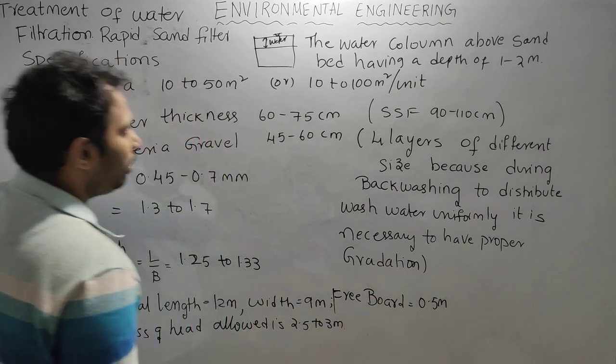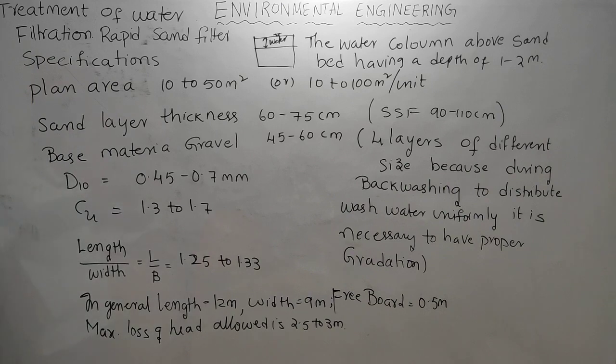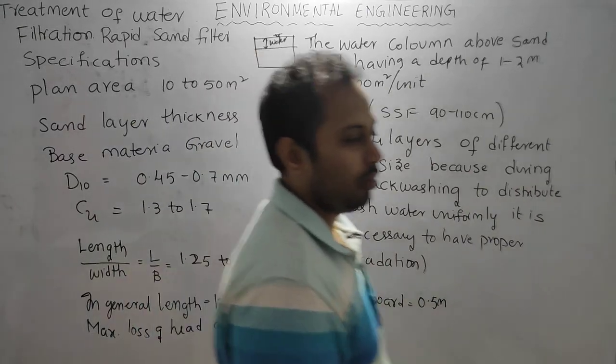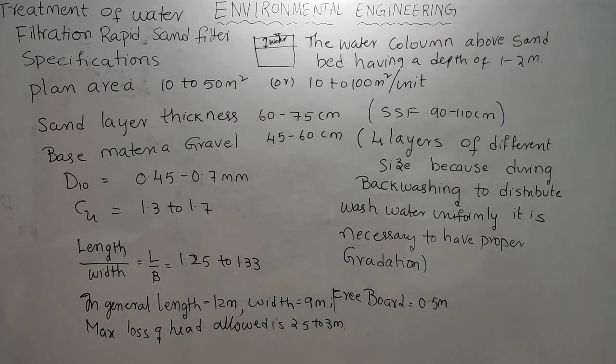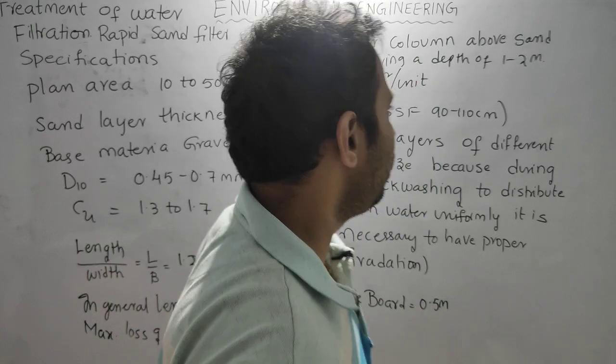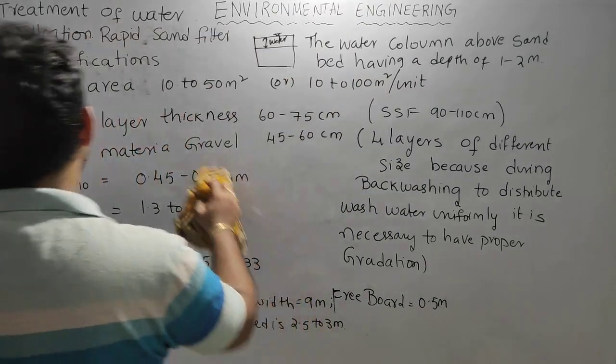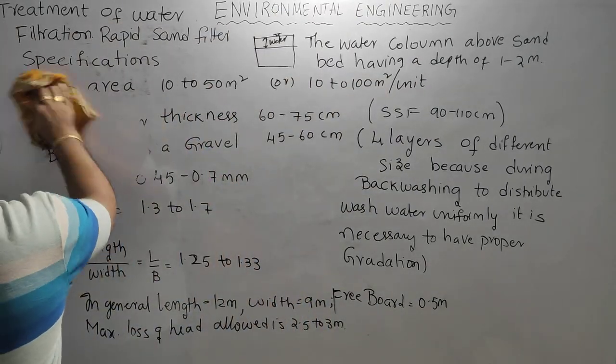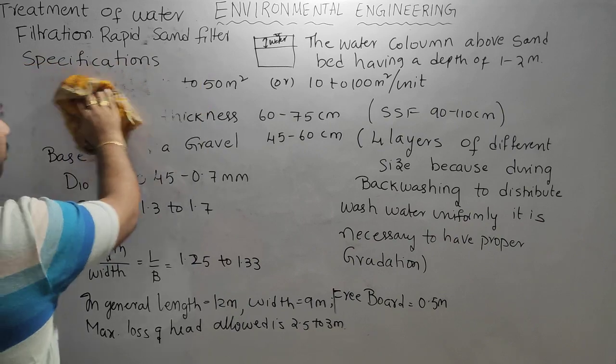2.5 to 3 meters is the maximum loss of head allowed. Backwashing is generally done for about 10 minutes for every 24 hours. We need to do backwashing every 1 to 3 days, whereas for the slow sand filter, we clean it every 1 to 3 months. Here we need to wash it every 1 to 3 days, at least for about 10 minutes.